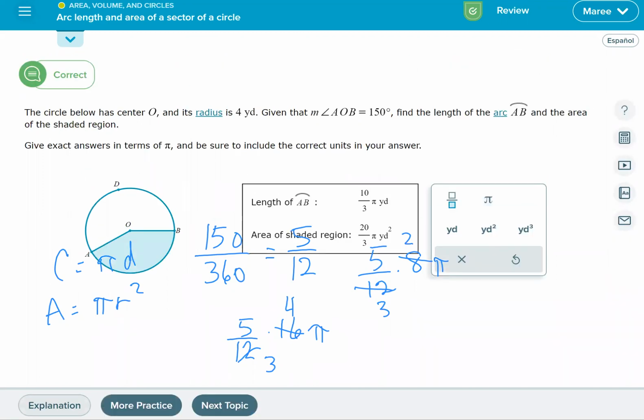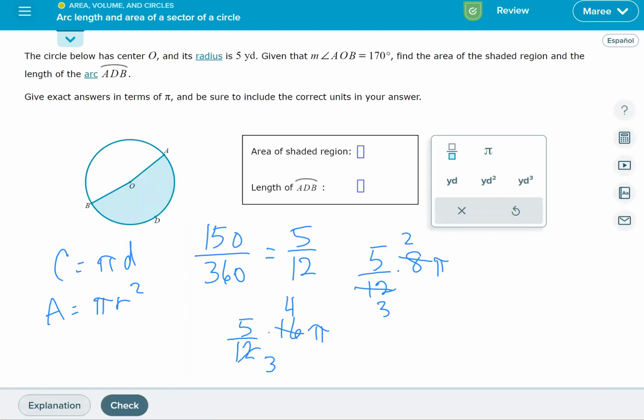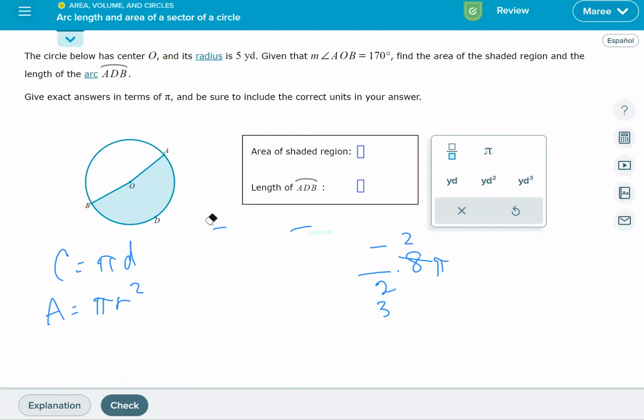All right, let's do another one. I will leave the formulas up there because that is something that we can use. It looks like we're going to do the shaded region again. The angle that they give us, AOB, is 170, but we want the area of the shaded region. So we have to do 360 minus 170 to find the angle, and it's 190 degrees. So we put 190 divided by 360, and then multiply it by the diameter. The radius is 5, so we multiply by 10, and then put our pi in there.